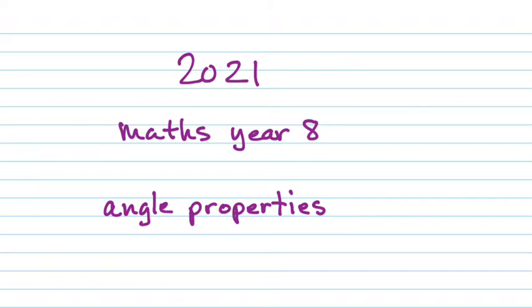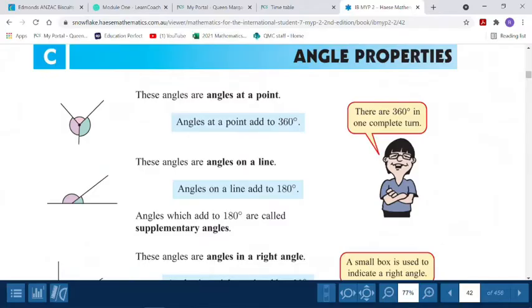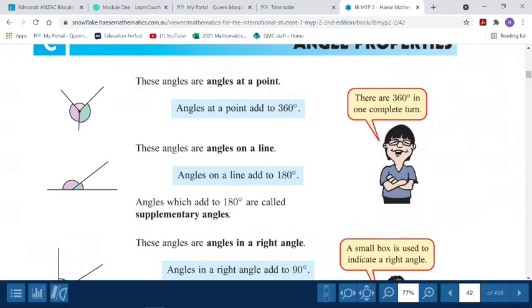Most of this is simply memorizing the terms and associating the right term with the right thing. So draw the picture as well as writing down the names, okay? All right, so we're just going to go to the book. Here we go. Now, first thing is they talk about angles on a point or at a point.